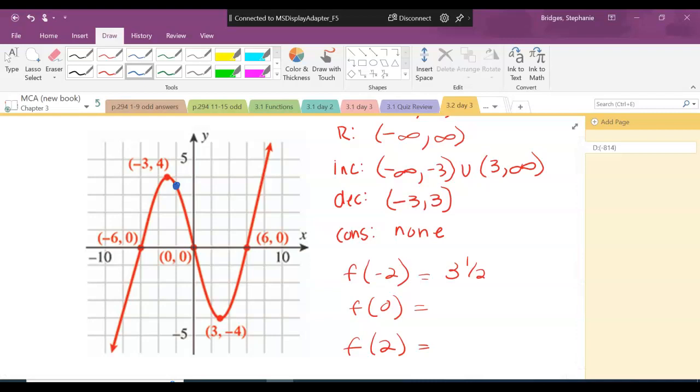What about f of 0? Was that one easy to find? Yes. Yeah. I got an ordered pair, right?